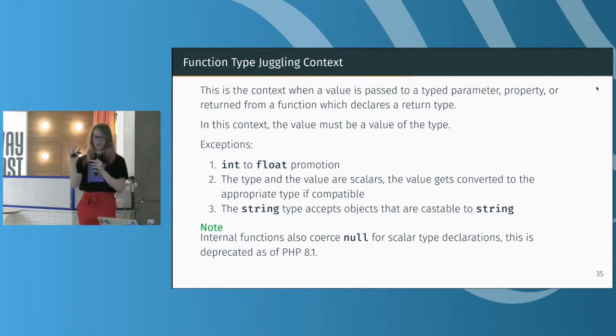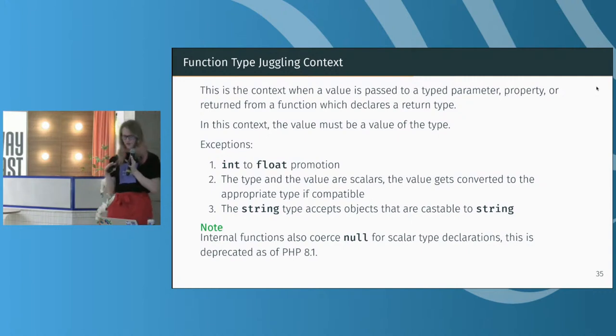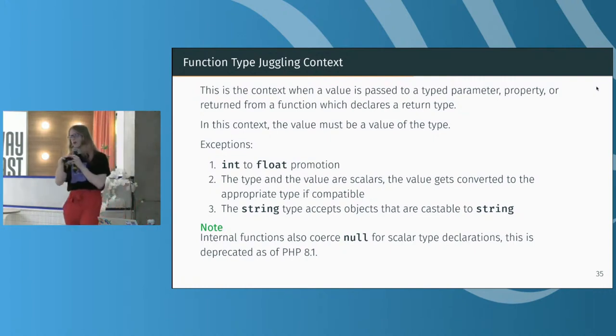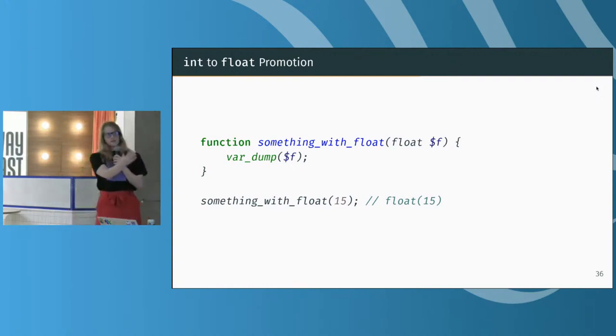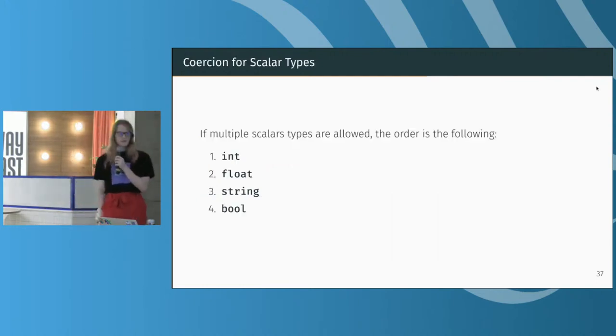A note is that internal functions would also coerce null as a scalar type for declarations, but this was deprecated as part of 8.1. So you could pass null to a function like strlen, and it would cast null to an empty string and tell you this is 0. This will now give you a deprecation notice. Int to float promotion is pretty self-explanatory. You get a float, you pass in an integer, it gets cast to a float. Pretty simple.